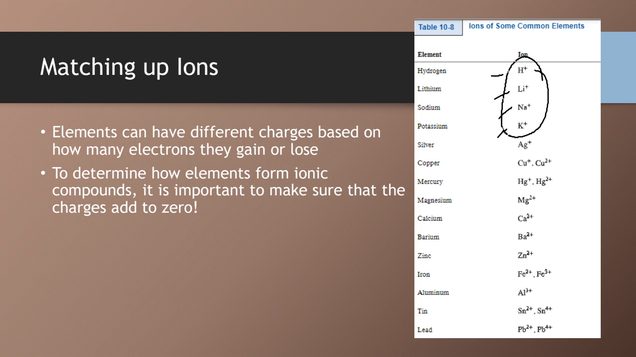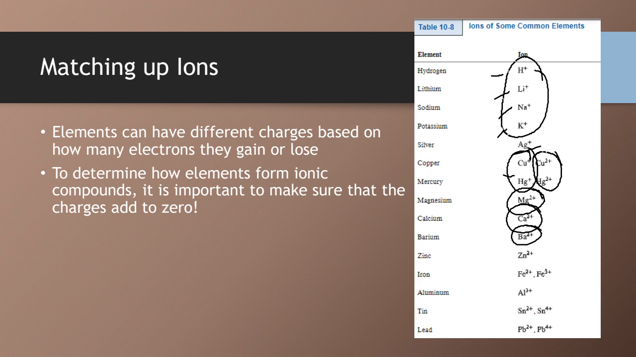Notice things in the first row. Silver has a positive, silver, copper. But then notice there are some that can be plus or plus two. That's the charges on each of the atoms. Positive two or two plus means that it's lost two electrons.